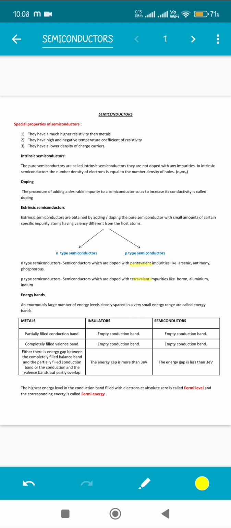Now coming to what are energy bands, we will see the diagram in the later slide itself. So let's first understand about energy bands. An enormously large number of energy levels closely spaced in a very small energy range are known as energy bands. So you have studied about energy levels. Each of the orbits is known as an energy level because it contains a certain amount of energy.